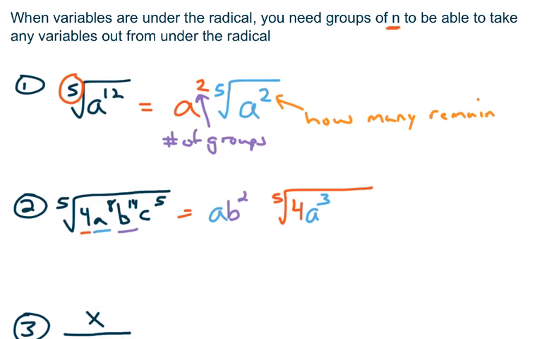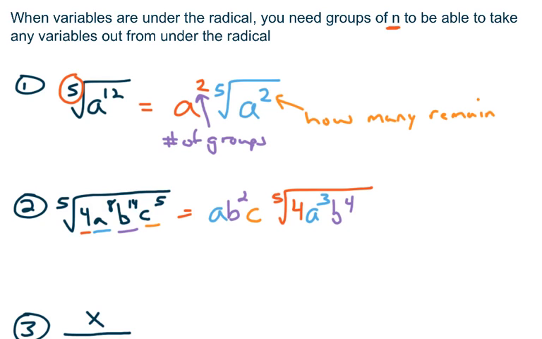And if I take 2 groups of 5, again, that's 10, so we're going to have 4 left over. So we're going to have b to the 4th power left underneath. Lastly, we got to tackle the c's. So c to the 5th, we're looking for groups of 5. We have 5, which means we can take 1 group out. So we'll take c to the 1st, or just c, and we don't have anything left underneath.